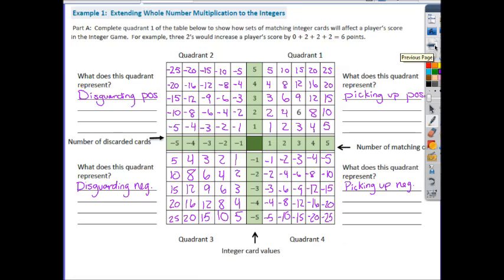Okay, let's pick a number from quadrant 4. So let's say, for example, we are looking at -20, and I want to divide it by a -5. My result would therefore be 4.